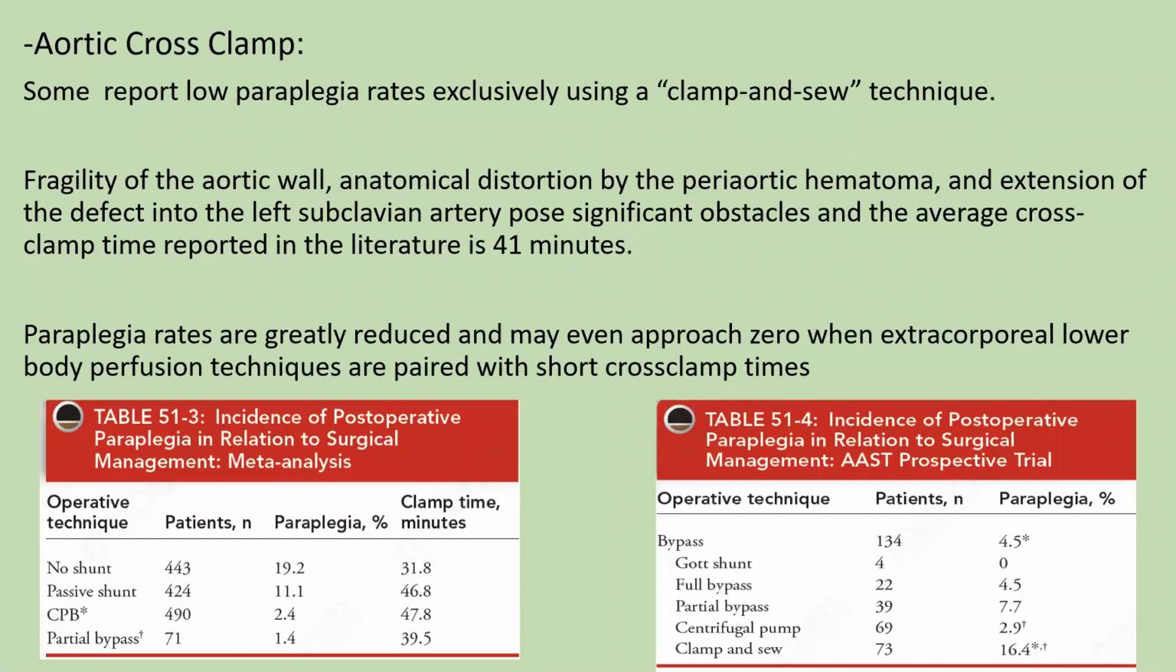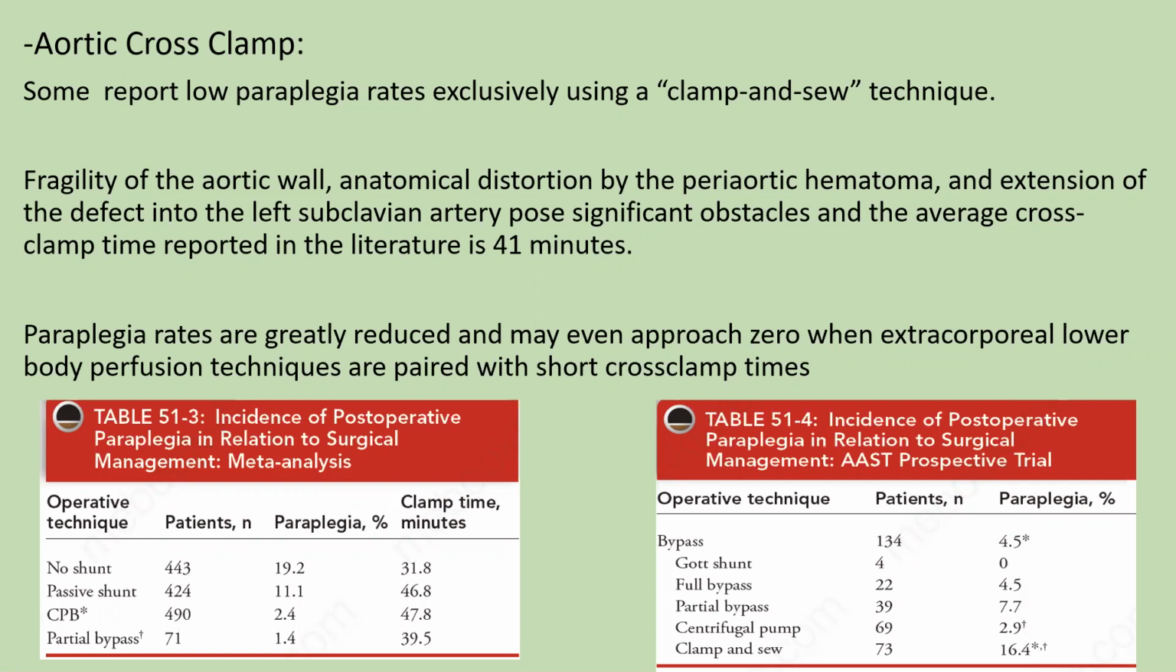So cross-clamp: some groups report low paraplegia rates exclusively using a clamp and sew technique. However, these results are not widely reproducible and rely on a cross-clamp time of less than 30 minutes. Fragility of the aortic wall, anatomical distortion by the peri-aortic hematoma, and extension of the defect into the left subclavian artery pose significant obstacles, and the average cross-clamp time reported in the literature is 41 minutes. So the paraplegia rates are greatly reduced and may even approach 0 when extracorporeal lower body perfusion techniques are used.